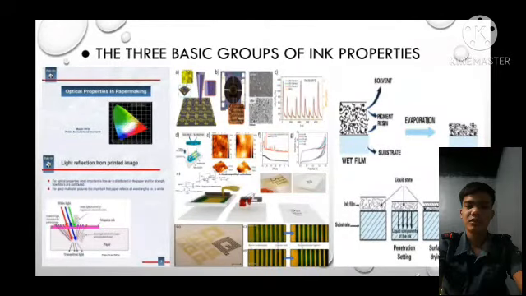There are three basic groups of ink properties: optical properties, structural properties, and drying properties. An ink's color is a function of the pigment used, and an ink's other optical properties are primarily determined by the pigment characteristics. The optical properties of a material define how it interacts with light. The optical properties of matter are studied in optical physics, a subfield of optics.